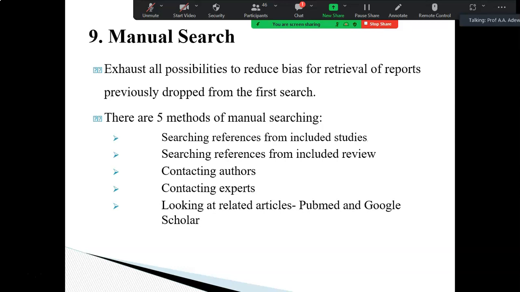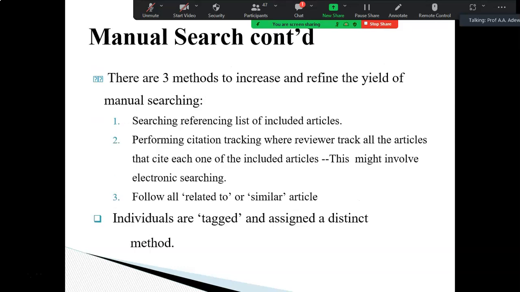Then the next stage is a manual search. We exhaust all possibilities to reduce bias for retrieval of reports previously dropped from the first search. There are basically 5 methods of manual searching. We have searching references from included studies, searching references from included reviews, contacting the authors, contacting experts, and looking at related articles in PubMed and Google Scholar.